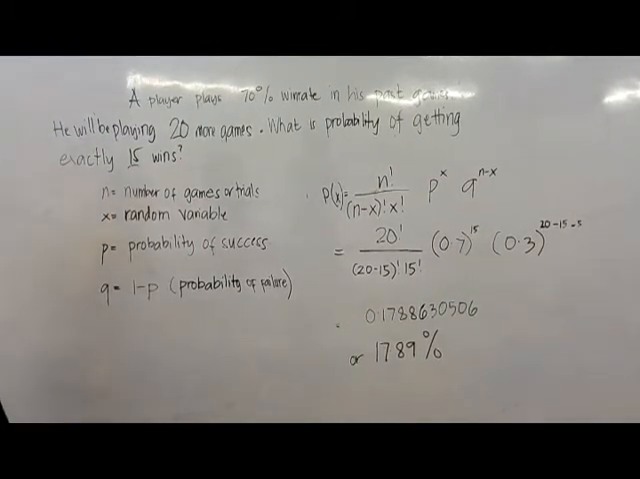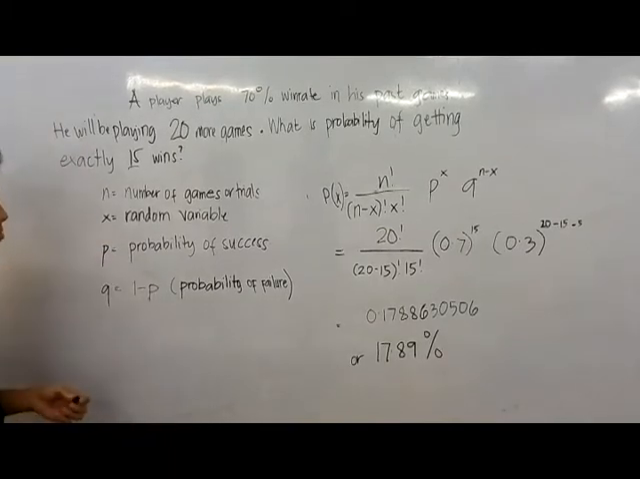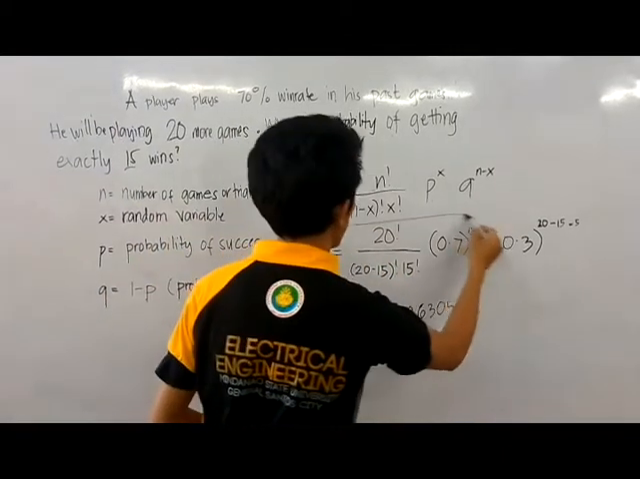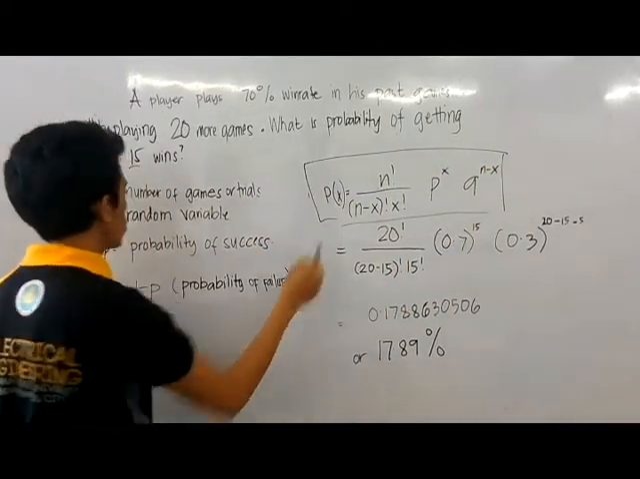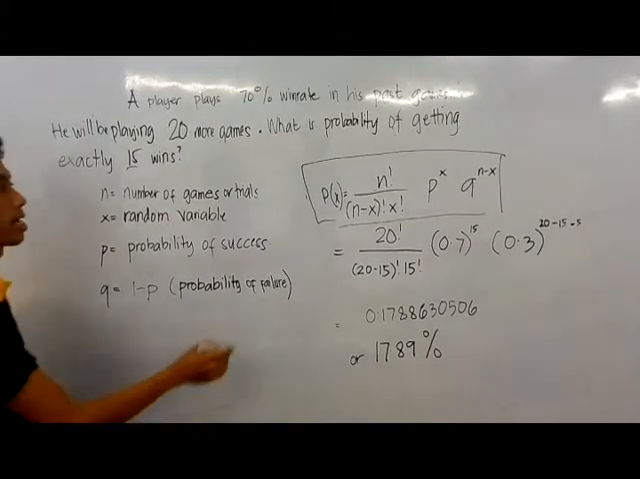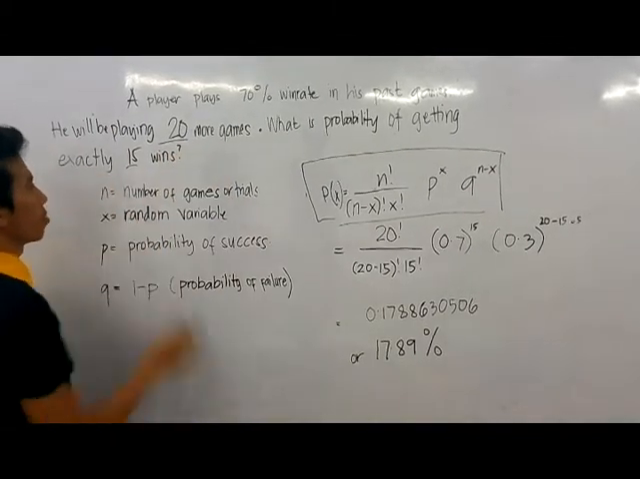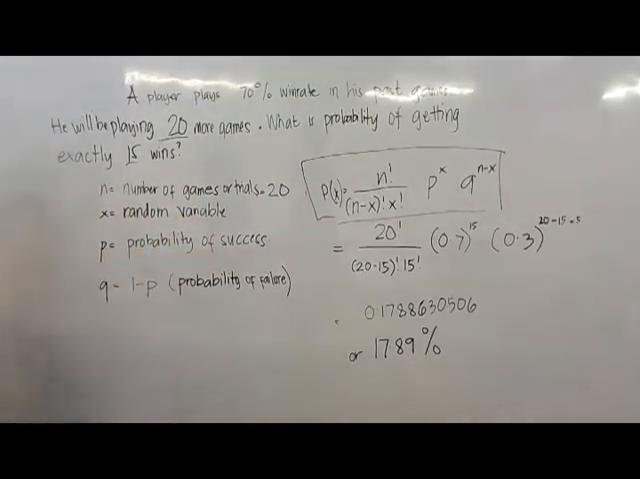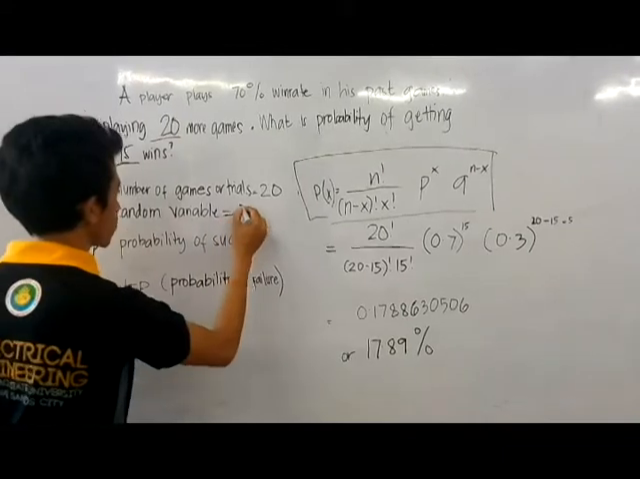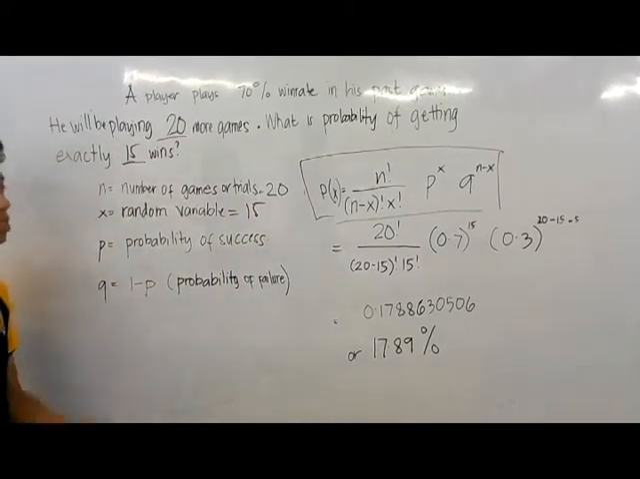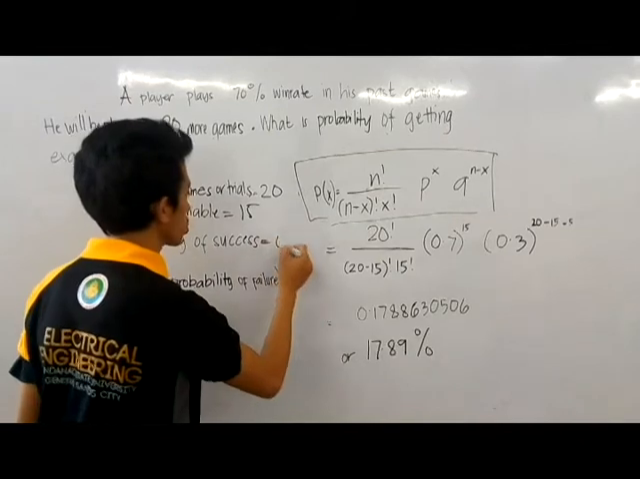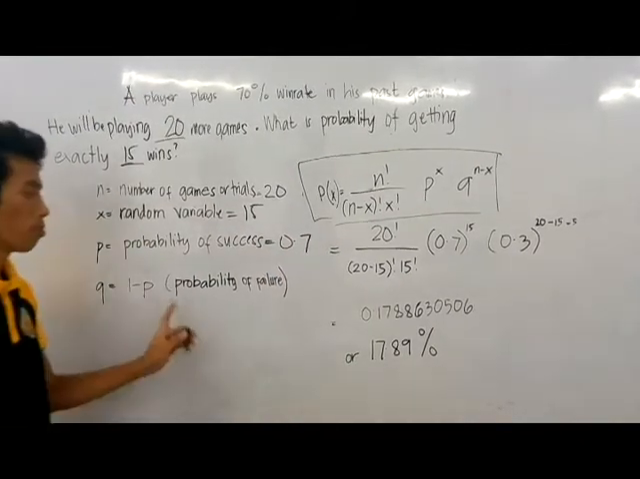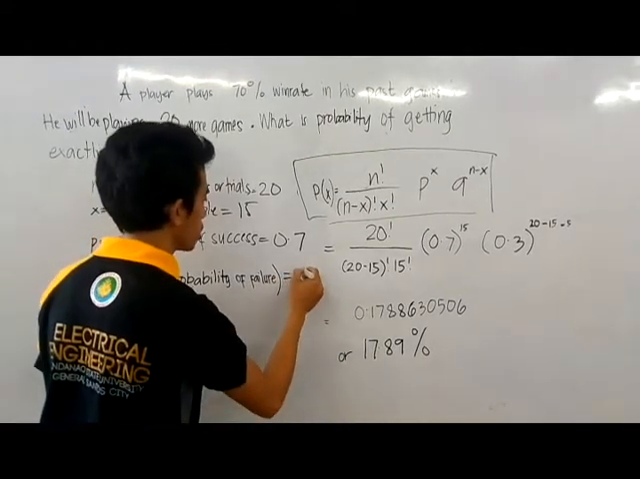In this problem, we need to identify the number of trials, the random variable, the probability of success, and the probability of failure, which is the given formula. First, the number of games or trials, which is given: he will be playing 20 games. Second, the random variable, which is 15 wins. The probability of success is given as 70%, or 0.7. And q, or 1 minus p, the probability of failure, is 0.3.